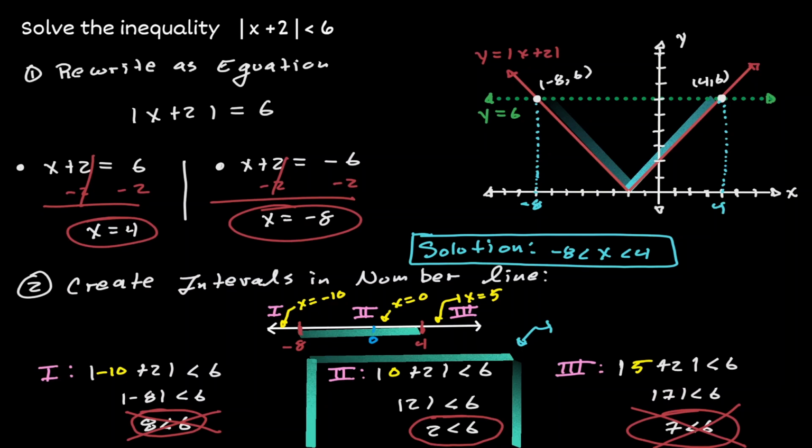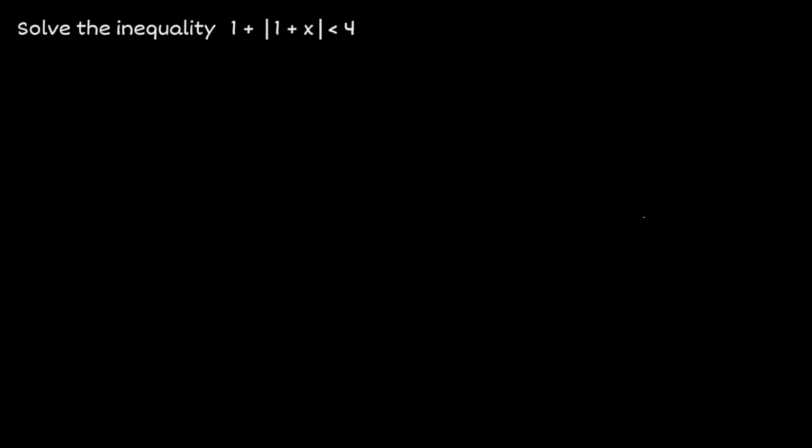Let's take a look at another example. Now let's consider the inequality 1 plus the absolute value of 1 plus x being less than 4. We're going to approach it the same way as we did before. The first thing that we want to do, let's rewrite this as an equation. And then let's solve this equation. Let's start by isolating the absolute value. So let's subtract 1 to both sides.